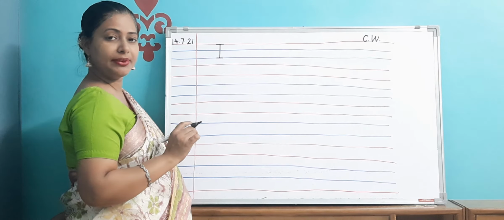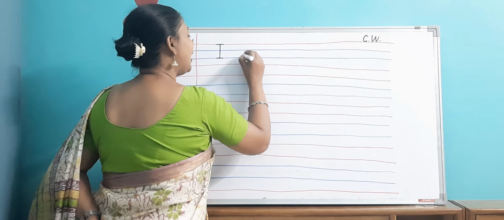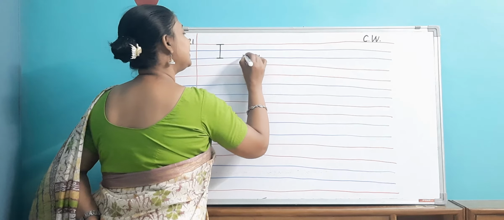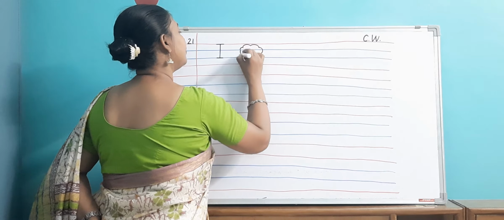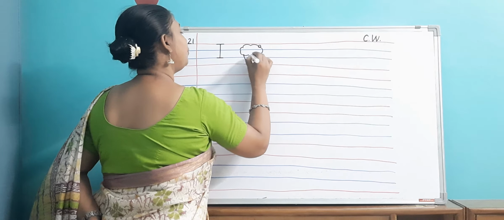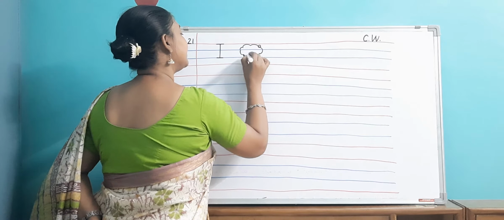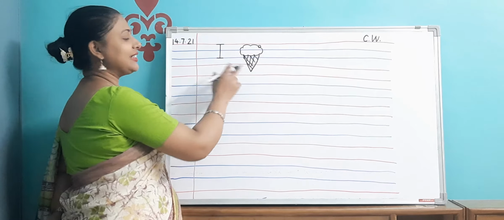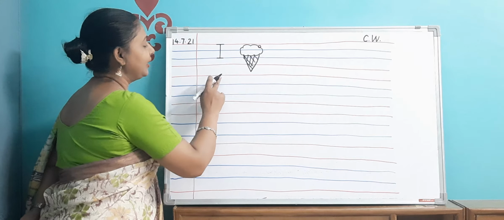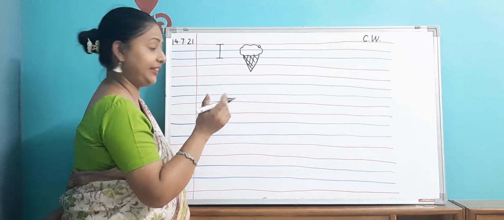Now what has it become? It has become I. Yes, this is I for ice cream. Let me draw an ice cream for you all. Today you go and eat ice cream. Okay, so this is an ice cream. This is I for ice cream, and I says E.